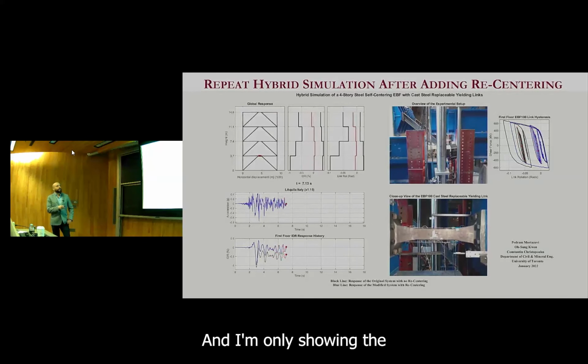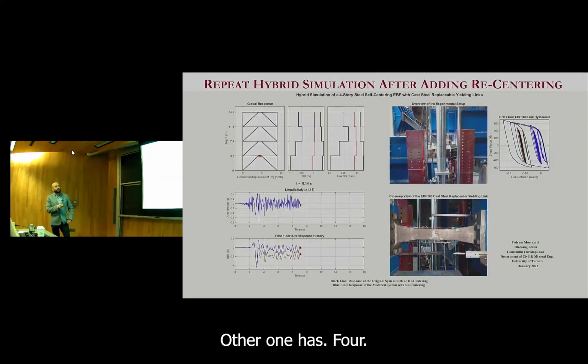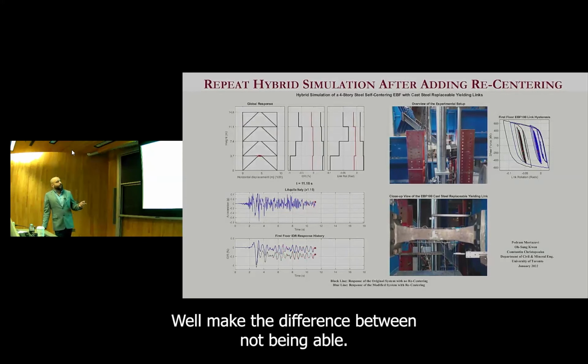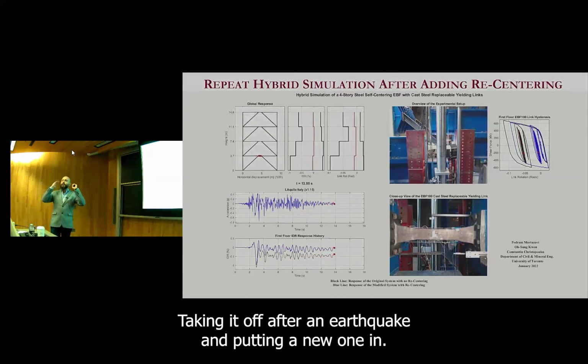And I'm only showing the response of the link here. The base shear goes a little bit up because the other one has 4% more post-yield stiffness, right? But I'm not showing that there. So this could very well make the difference between not being able to replace the link or requiring a lot of work versus quickly taking it off after an earthquake and putting a new one in.